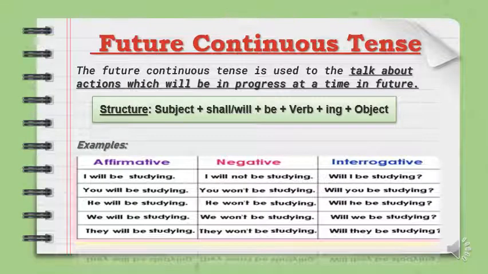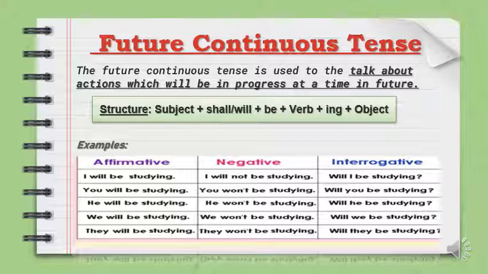Now comes the future continuous tense. It denotes the actions that are going on in future. It is very important as it denotes the actions that are in progress in the future. The structure is as follows: subject plus shall or will plus be plus verb ing plus object.